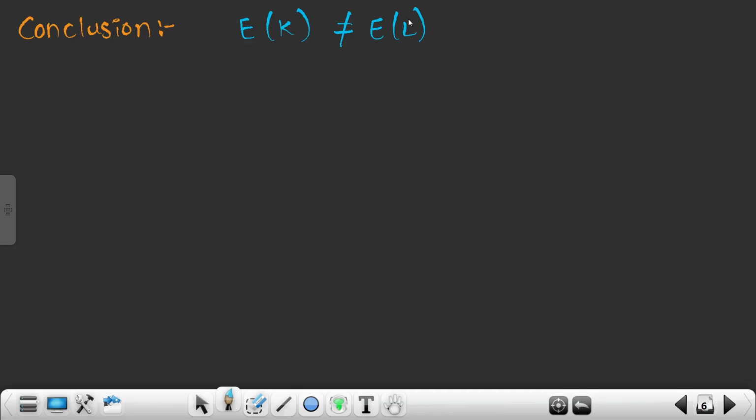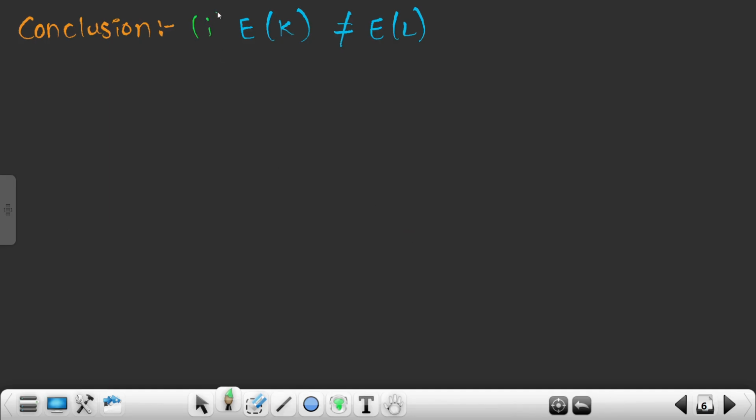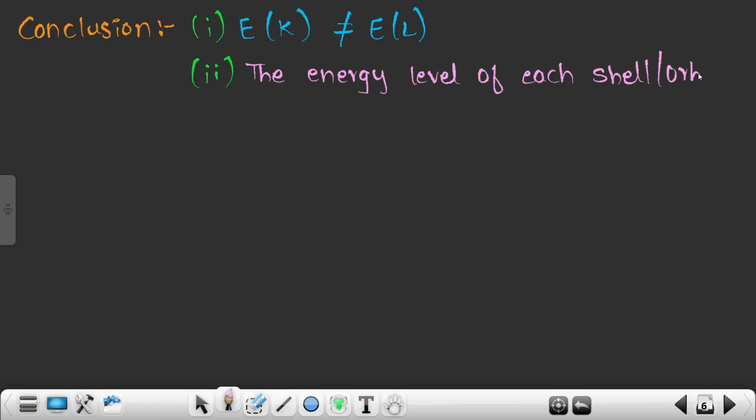Secondly, the energy level of each shell is different or discrete. So this was my first point, this is my second point. Let me change the color. The energy level of each shell or orbit is different or discrete. That means they are not continuous.